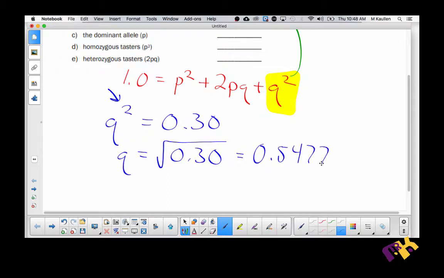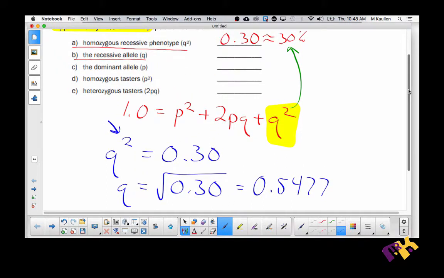0.5477. So that's going to be the frequency of the recessive allele, 0.5477. Or around 54.8% if we were to move it to a full number percent. All right, so then they're asking us for the frequency of the dominant allele.